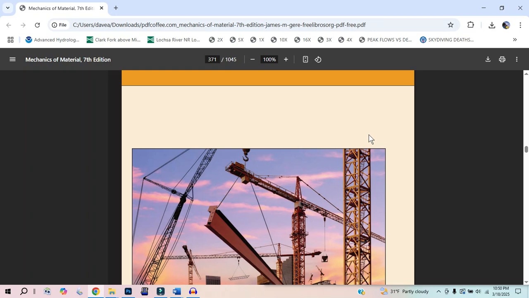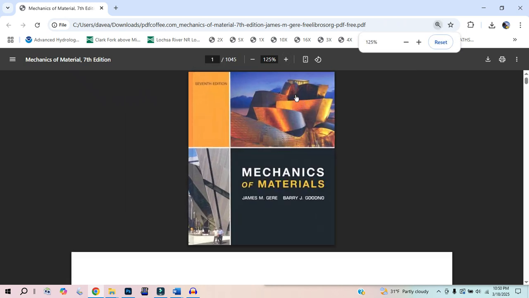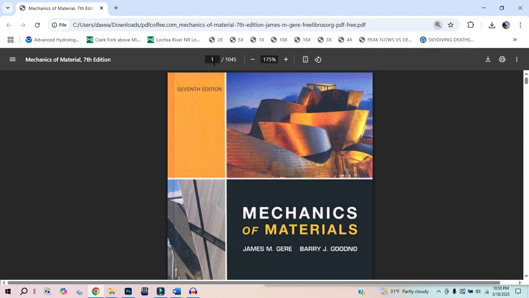All right, hell yeah. So this is material mechanics, and this is going to be Gere. So let's take a look at who the author is. So this is James Gere. So I'm going to go over chapter 5, and we'll see how far we get.